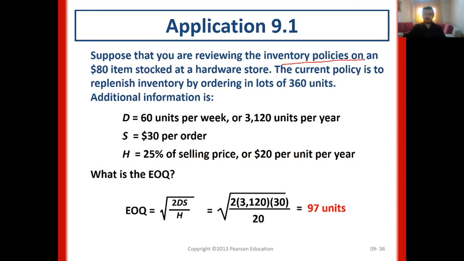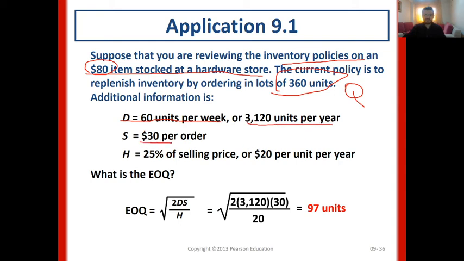Okay, reviewing the inventory policies on an $80 item stocked at a hardware warehouse. The current policy is to replenish inventory by ordering in lots. This is the current Q. This is the price of the item. Okay, so demand is given as 60 units per week. So in terms of years, this is the annual demand.